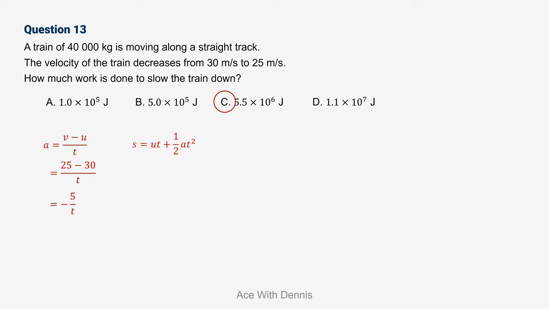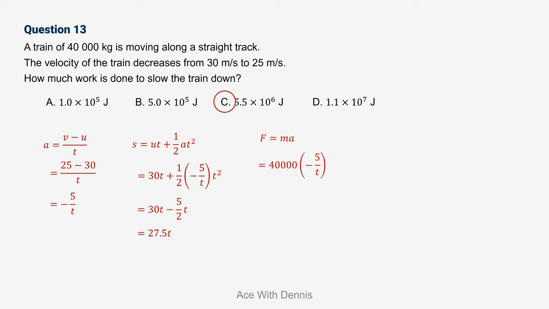Next, we calculate the displacement. We use this formula, s equals ut plus half at squared. The u is 30, the a we calculated is negative 5 over t, and this equation becomes 30t plus half times negative 5 over t times t squared. Then we simplify, we get 30t minus 2.5t, which is 27.5t.